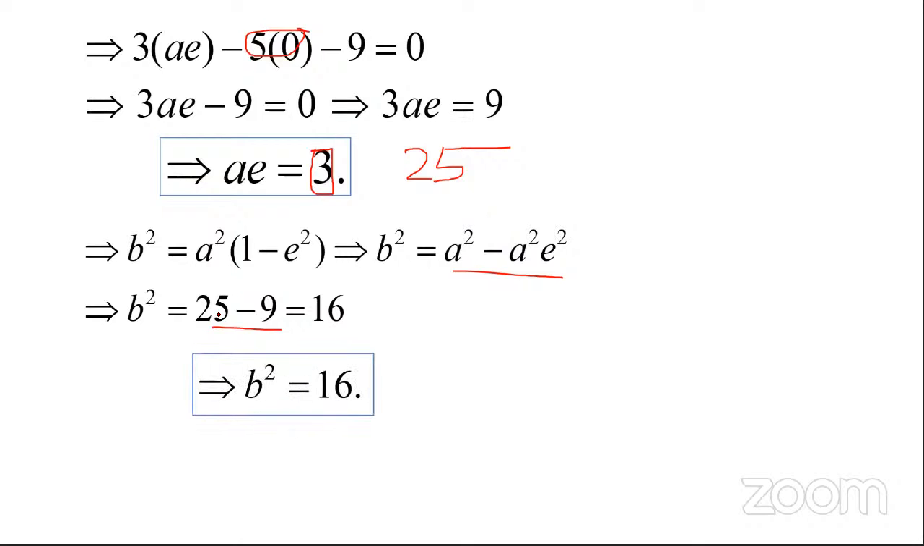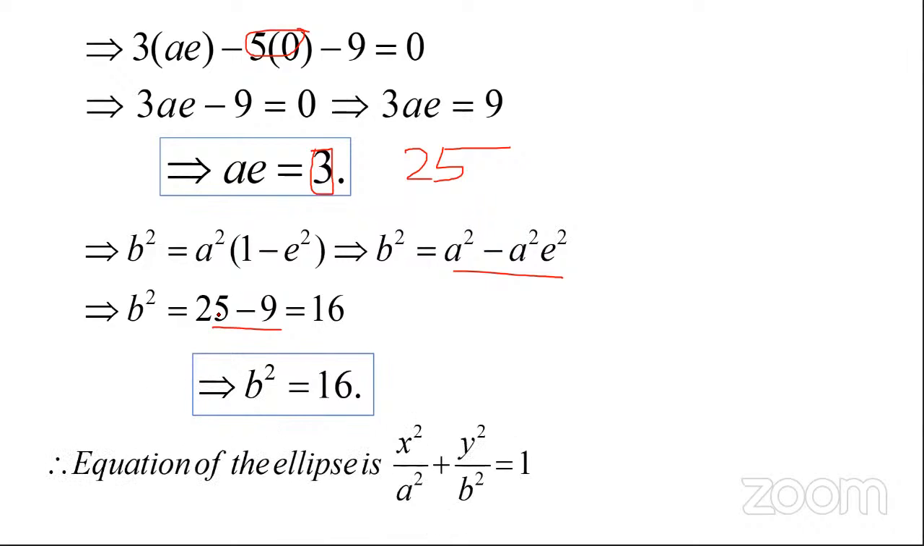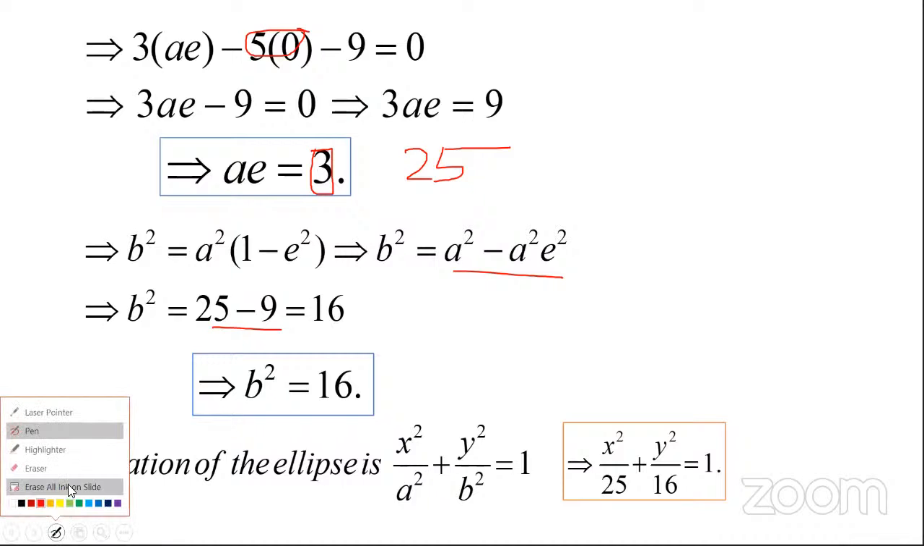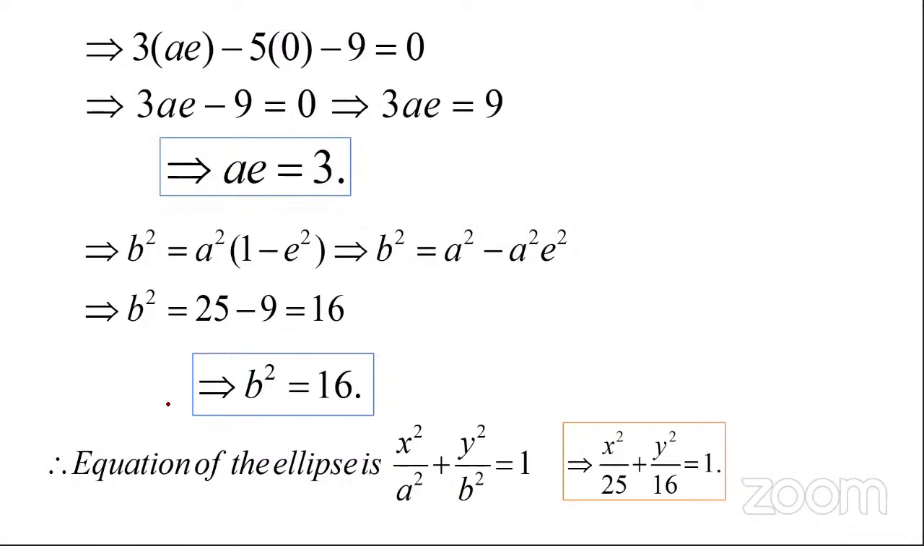The required equation can be x square by a square plus y square by b square equal to 1. Just substitute the a value 5: 5 square is 25, and the b square value is 16. So the required ellipse equation is x square by 25 plus y square by 16 equal to 1, which is the required equation. Okay.